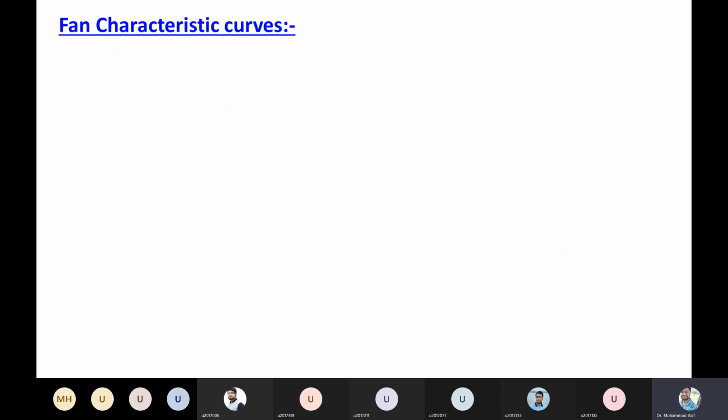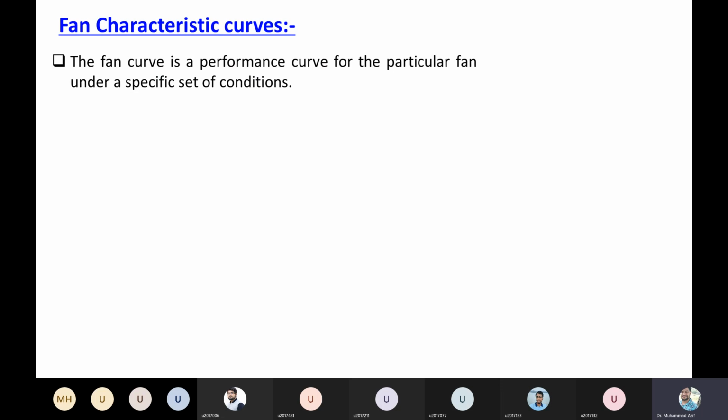And then the second way is the fan characteristic curve. I hope you are familiar with the characteristic curve. In fluid mechanics, maybe in the lab, you have studied the characteristic curves of the pump. Similarly, we have the characteristic curve for the fan as well. When we say the characteristic curve, that's a performance curve for the particular fan under a specific set of conditions.